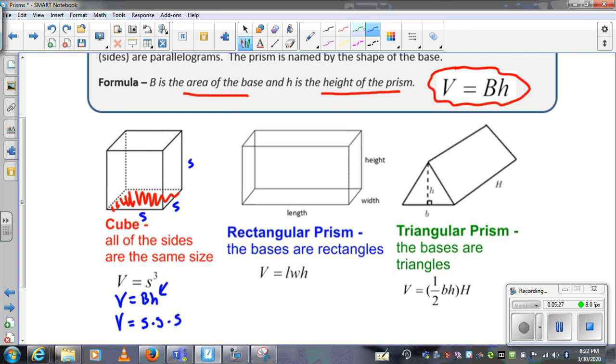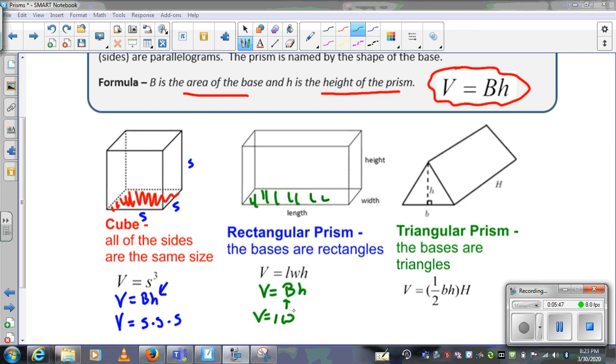A rectangular prism, your V is equal to big B times H. Your base is a rectangle, so you'd find the area of that by going length times width, and then you'd multiply it by how tall it is, which is your height. The triangular prism here, you'd find the area of the base. Now the base would be a triangle here. Hopefully you remember how to find the area of a triangle.